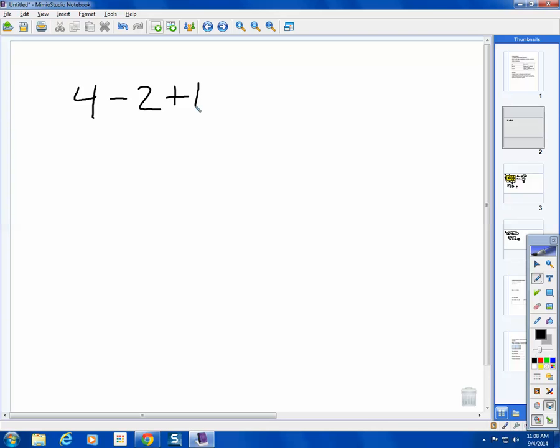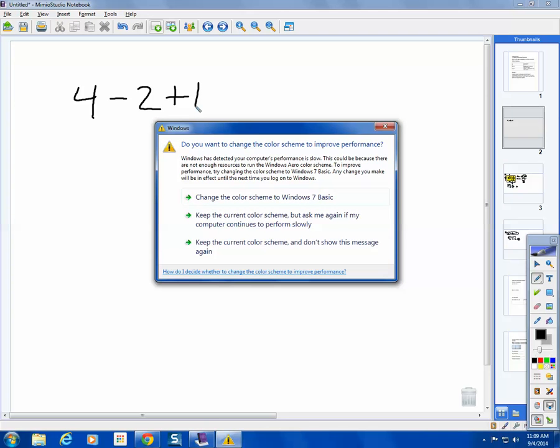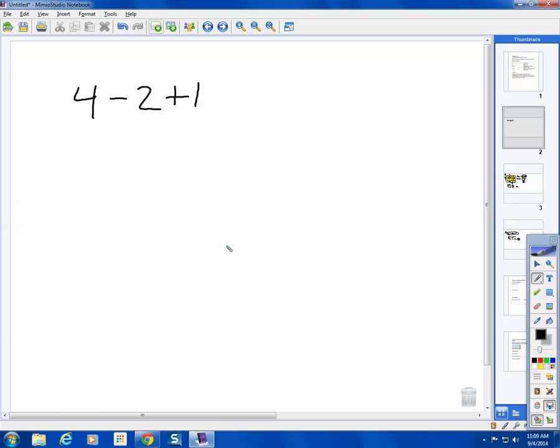What I want you to understand about what's in the notes today is this. Addition and subtraction are treated as equals. So you do addition and subtraction in order from left to right. Right here, 4 minus 2 is 2, and then 2 plus 1 puts you back up to 3. Some people in the past have done addition before subtraction. You've got to do them in order from left to right.